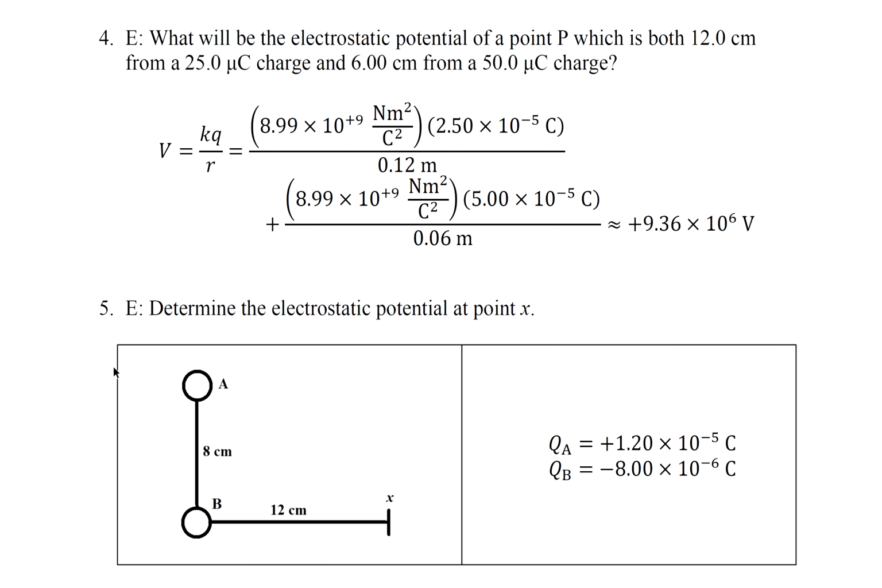Question 4. What would be the electrostatic potential of a point P which is both 12 centimeters from a 25 microcoulomb charge and 6 centimeters from a 50 microcoulomb charge? So you see I just added kq over R twice.